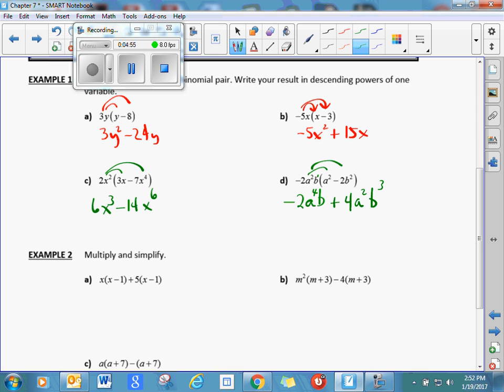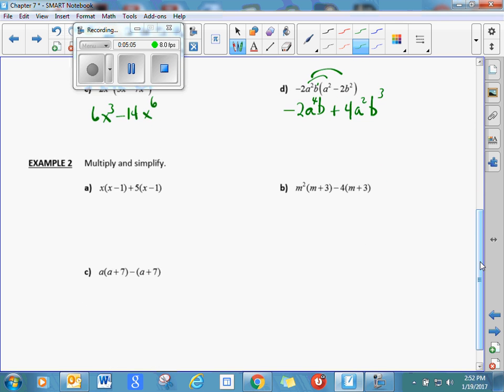It's real easy to leave off a sign, leave off a variable, get an exponent wrong. These are not hard, but there's a lot of places to make mistakes. So keep an eye out as you're doing it. Let's go down and do a couple that are a little bit more complicated. We've got addition and we've got multiplication.